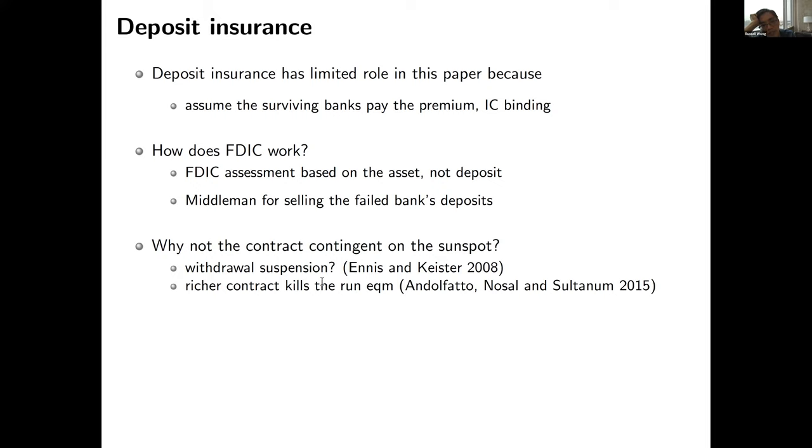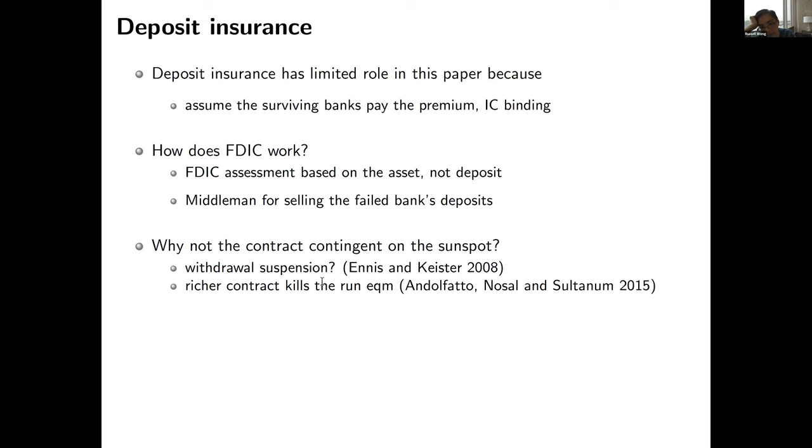Another thing is that in the contract, it's not contingent on the sunspot. For some reason, maybe there is some different structure preventing the bank from issuing the contingent contract. But we know that if you have a suspension contract, you can kill the run equilibrium. Like Bruno, my colleague, and David have a paper on that.